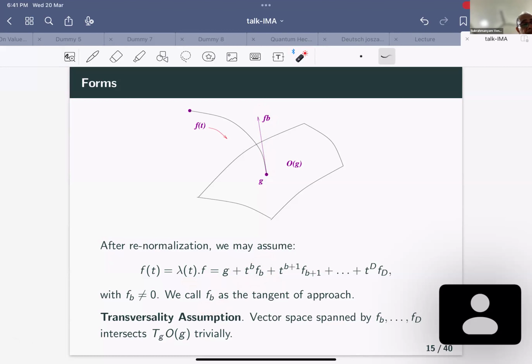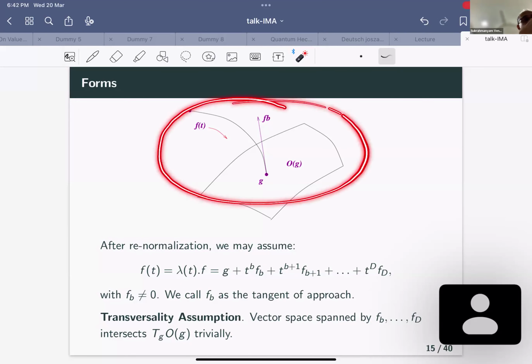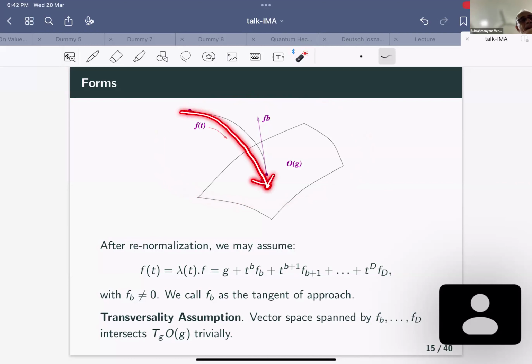And so we make one assumption: that the vector space spanned by these other polynomials intersects the tangent space to the orbit of G transversely. So this is an assumption that we make. This is the geometric picture to keep in mind. F is somehow picking up G in its orbit closure, and this is the tangent of approach.